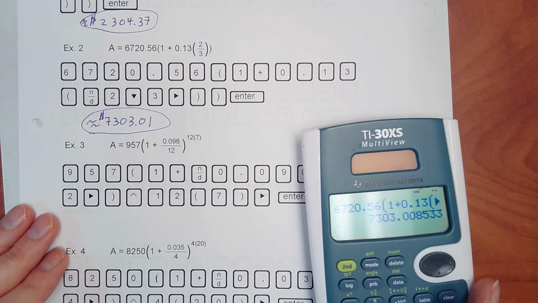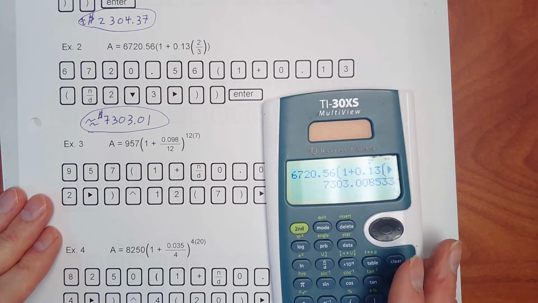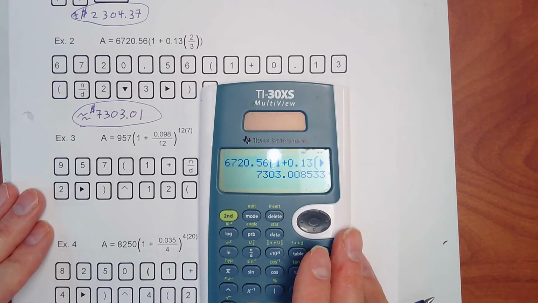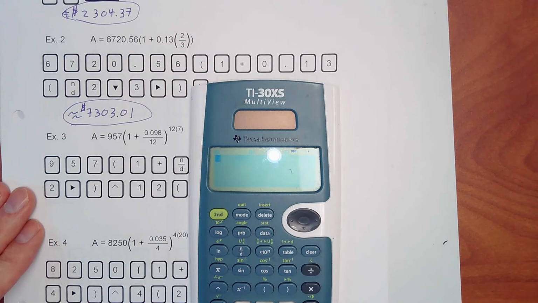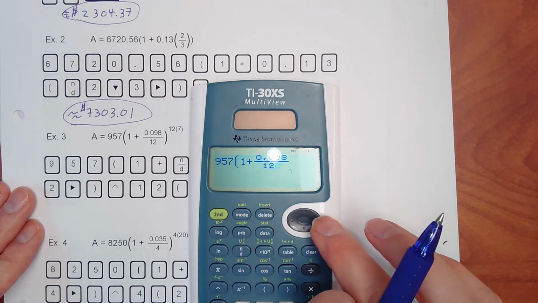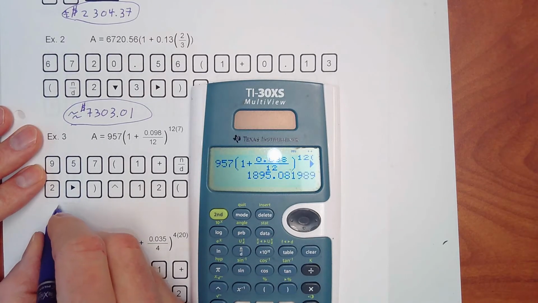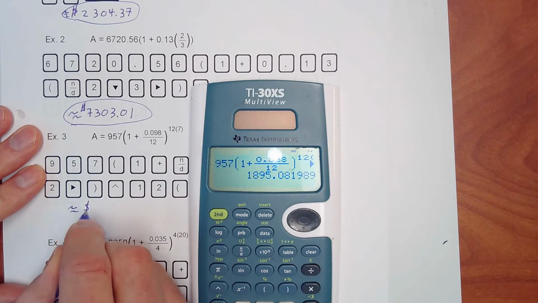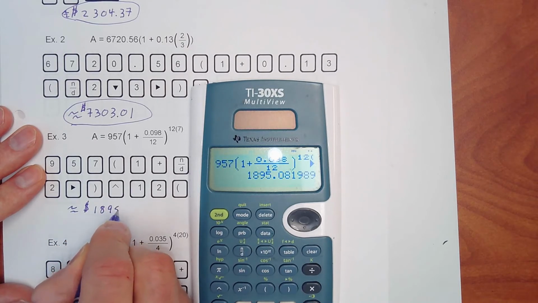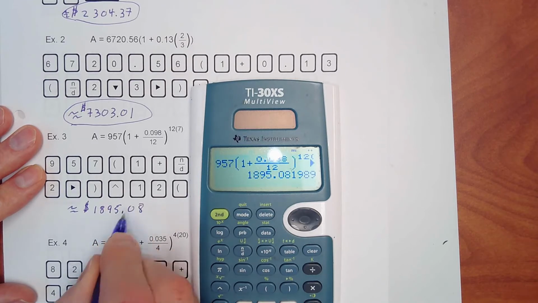Again, you have the keystrokes here so you can follow the keystrokes. Let's try number 3. I'm going to do 957 parentheses 1 plus my fraction key 0.098 over 12. Hit my right arrow key, parentheses, caret key, 12, parentheses 7. Hit enter. So that gives us $1,895.08 if we round that off.